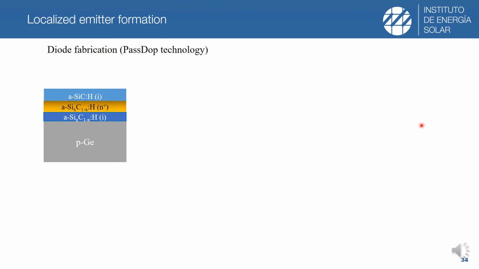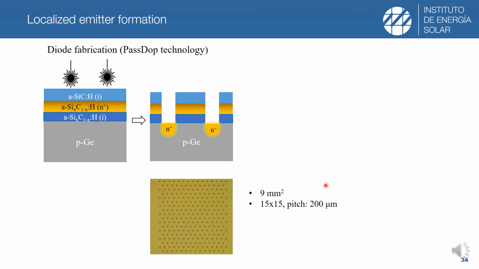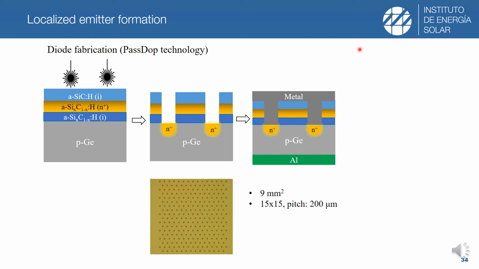So in order to analyze the most suitable laser conditions for localized punctual emitter formation, we have proceeded directly to diode fabrication. And to that end, we have made the laser irradiation process in areas of 9 square millimeters, which contain 15 per 15 spots with a separation between them of about 200 microns. And this has been done in metallized square areas of 9 square millimeters. For ohmic contact formation, we have used aluminum without any other additional temperature steps.